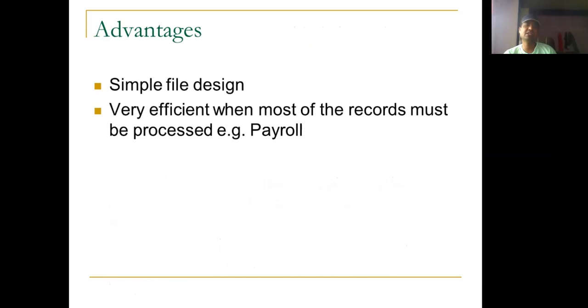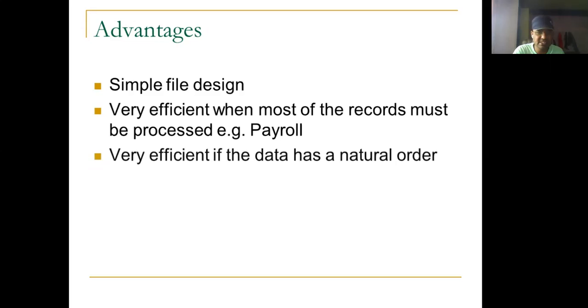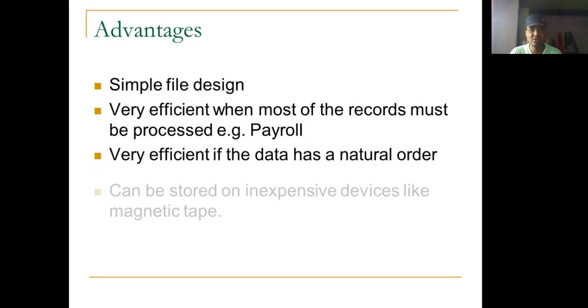The second advantage is that it is very efficient. This file organization is very efficient when most of the records must be processed. An example of a sequential file organization is the payroll sheet. And the third advantage is that it is very efficient if the data has to be in natural order, meaning the data is stored in sequential natural order.